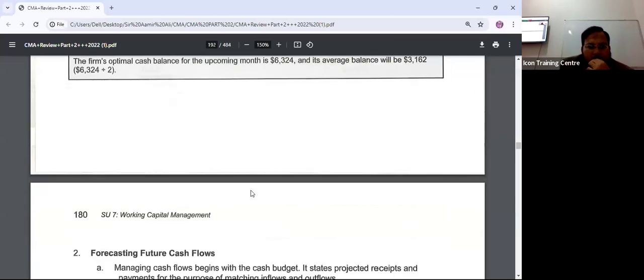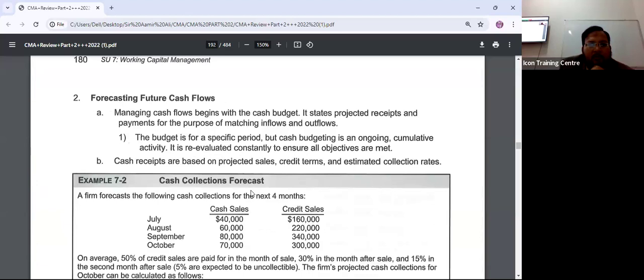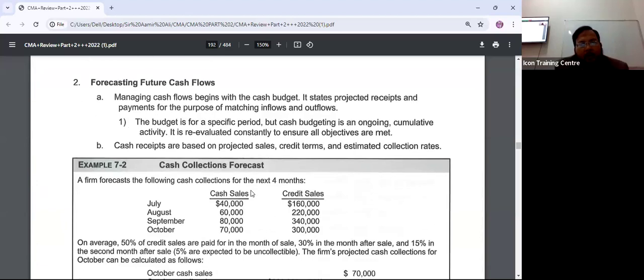Now we have forecasting future cash flows. Managing cash flows begins with the cash budget. It states projected receipts and payments for the purpose of matching inflows and outflows. Now the budget is for a specific period, but cash budgeting is an ongoing cumulative activity. It is re-evaluated constantly to ensure all objectives are met.